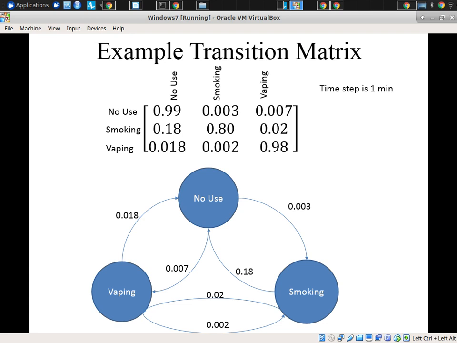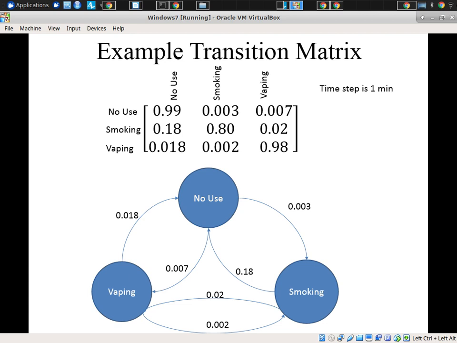The idea is, look, let's suppose we have 1 minute time steps. If we're currently not using, the idea is with 99% probability, the next time step will also be non-using. There's a 1% chance, perhaps, that we transition. And if we transition to a smoking state, it'll be with probability 0.003, and with vaping, probability 0.007 in that next time step.